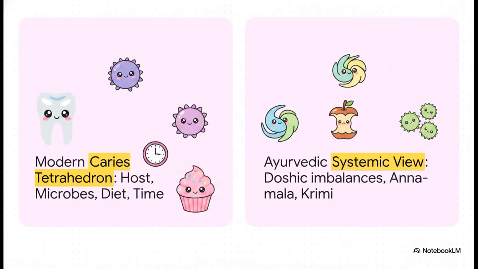And this brilliantly illustrates the connection between the two systems. When we compare the modern caries tetrahedron with the Ayurvedic systemic view, they're incredibly similar. Modern dentistry says you need 4 things for decay: a susceptible host tooth, microbes, a sugary diet, and time. Ayurveda says essentially the same thing, just in a different language. You have doshic imbalances, the buildup of food waste, known as anamala-sangraha, and the generation of microbes, or krimijana. Both systems completely agree that decay is a multifactorial process triggered by your local environment and your diet.